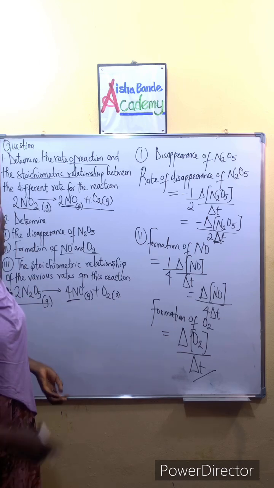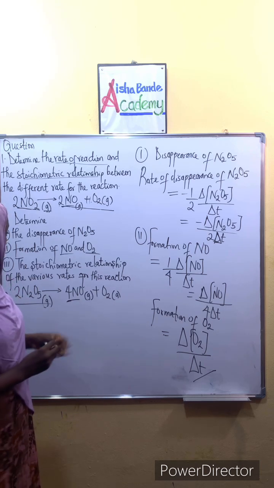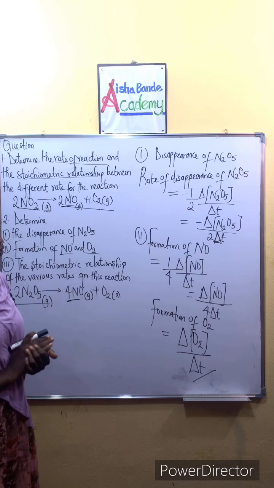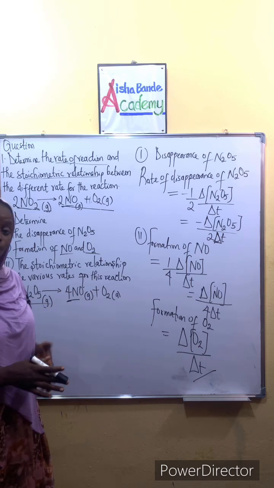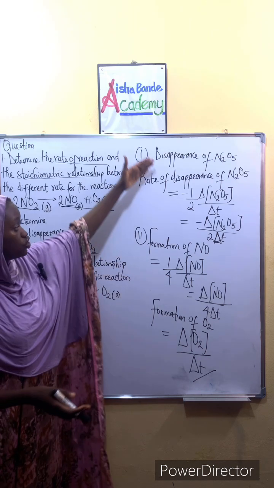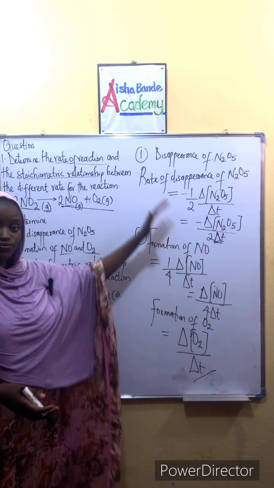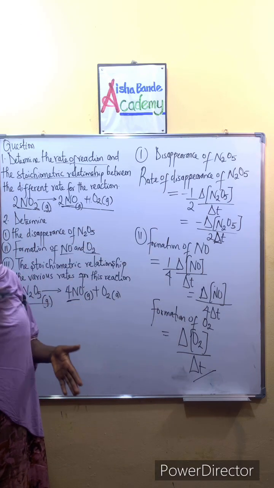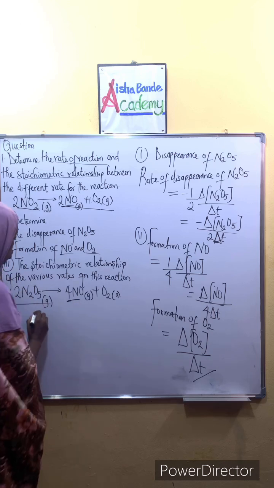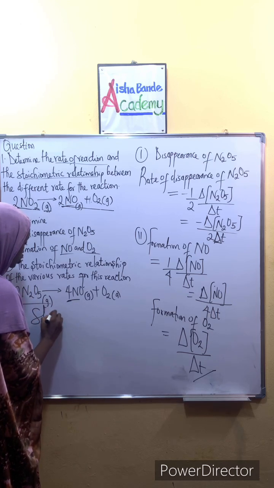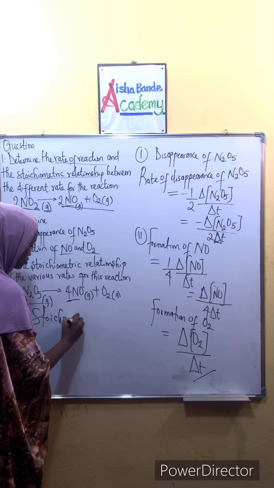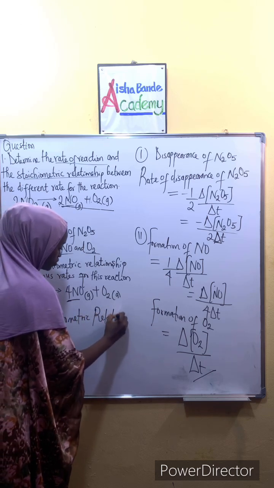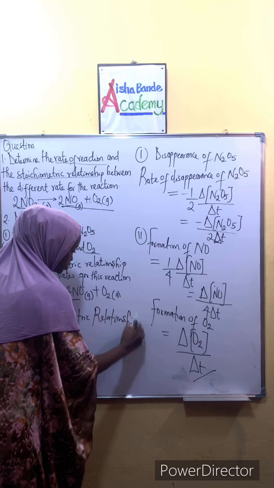So now the last question is saying that we should find the stoichiometric relationship between the various rates for the reaction. As we all know, the stoichiometric relationship is just us equating all the rates of reaction we have for both the reactant and also the product. So the stoichiometric relationship is going to be rate 1 is equal to rate 2 is equal to rate 3.